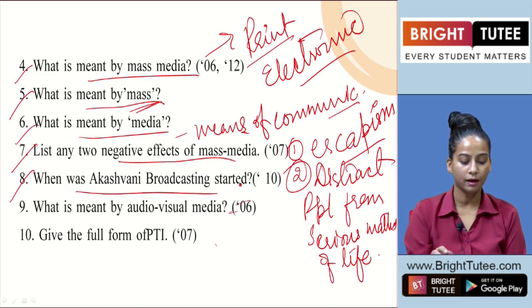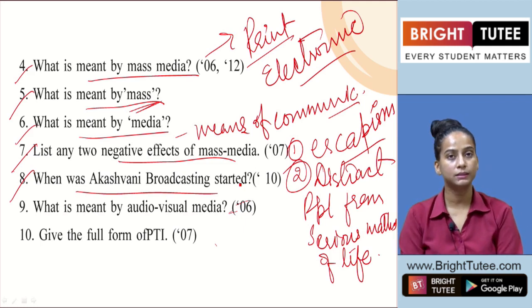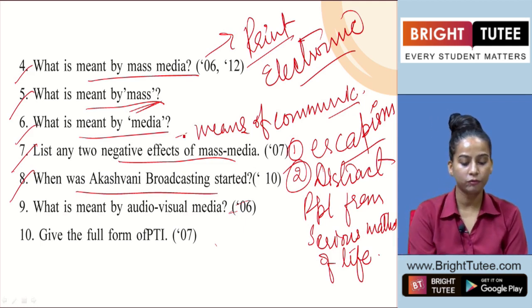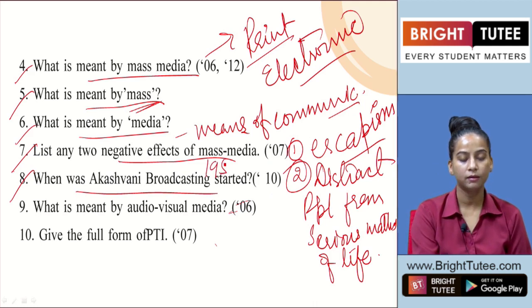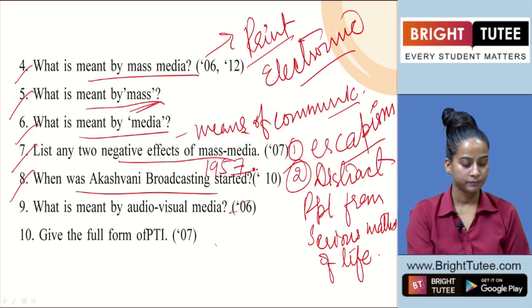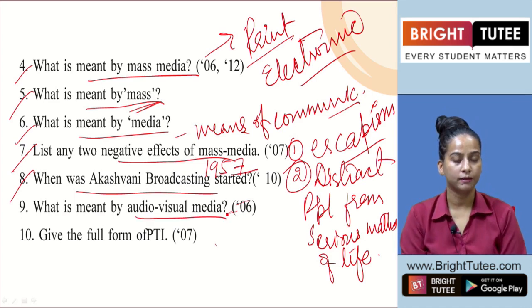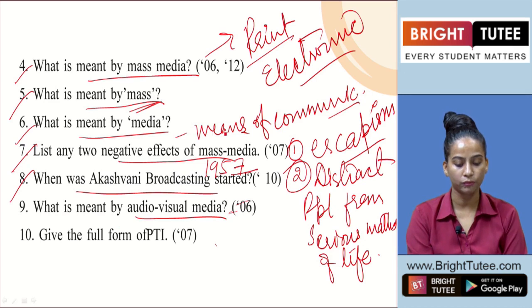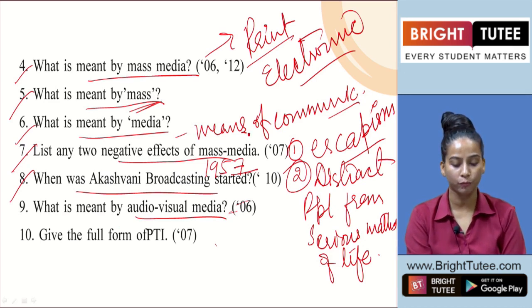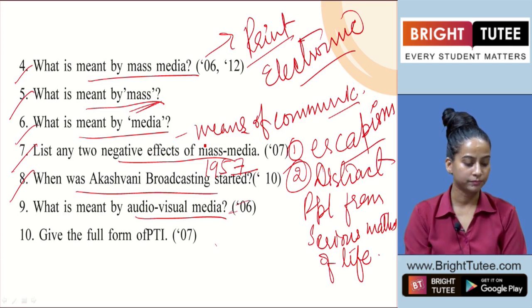Next they have asked, when was Akashvani broadcasting started? So we need to mention the year that it was started after independence in 1957. What is meant by audio-visual media? So we need to define the meaning of this audio-visual media, which provide facilities to communicate in both the forms, that is audio as well as video, like computer and television, etc.